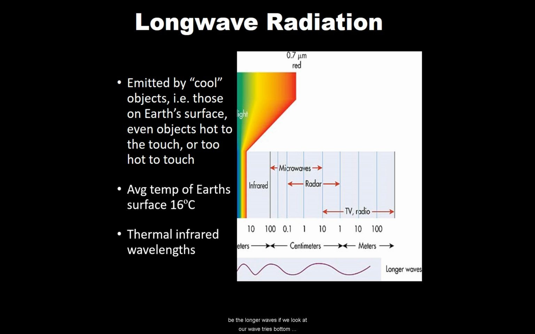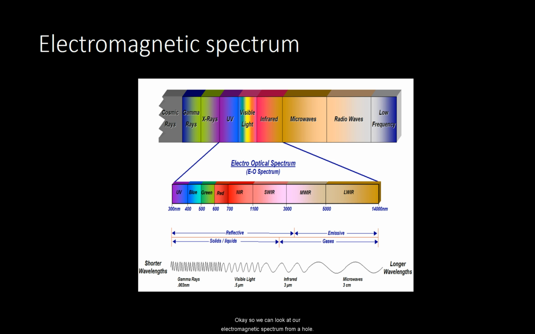If we look at our wave chart at the bottom here, these are waves that are measured in centimeters and meters in length. So these are much longer as opposed to the nanometers that we saw. And these are made up of our microwaves, radar, infrared, TV, and radio. Okay, so we can look at our electromagnetic spectrum as a whole, and we can see going from the shorter wavelength side, the gamma rays, to the longer waves that we identified as being much longer from crest to crest and trough to trough.